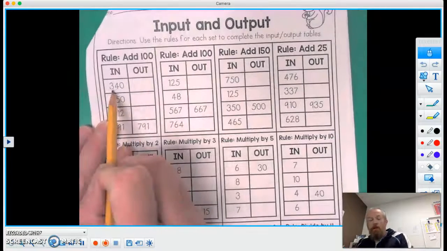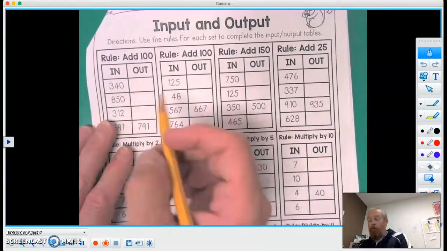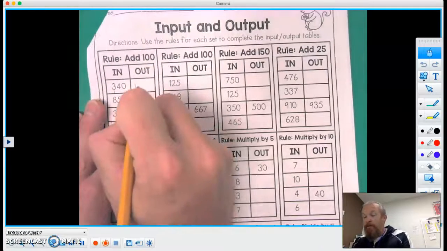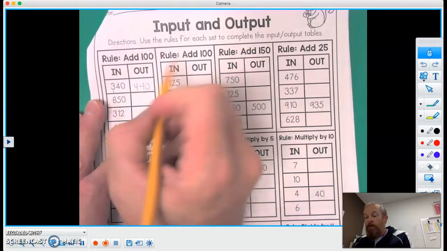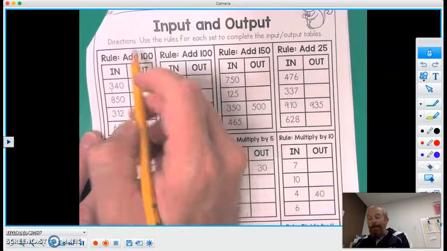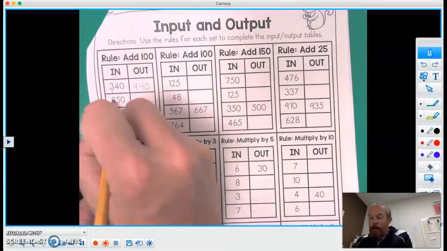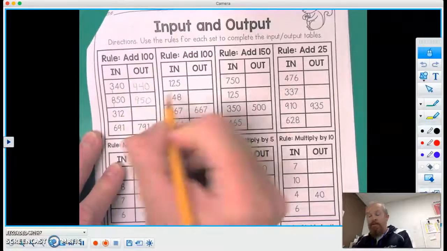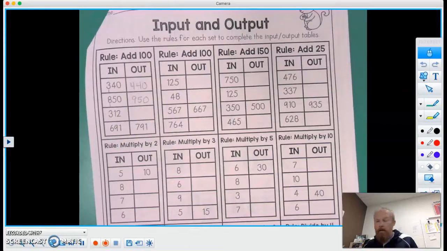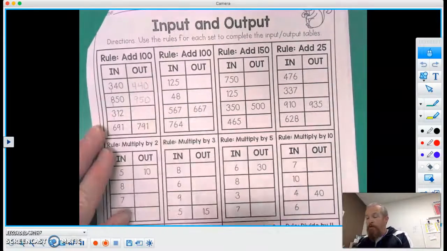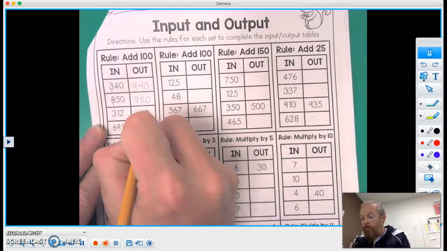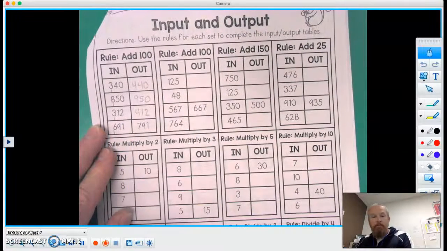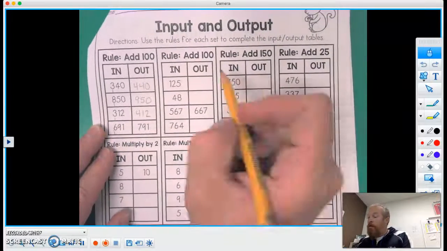So if the number's 340 going in, if we add 100 to it, 3 plus 1 is 440. Right? So we're just going to add 1 to the hundreds column. 8 plus 1, 950. See how the other stuff isn't really changing right now? 3 plus 1 is 4. 6 plus 1, 7. Cool, right?